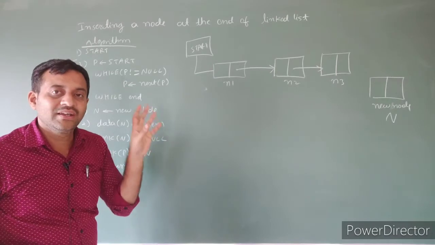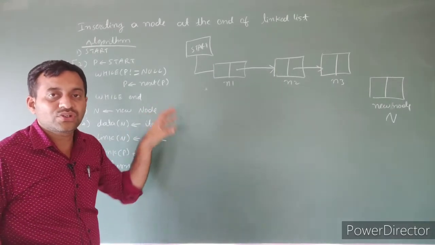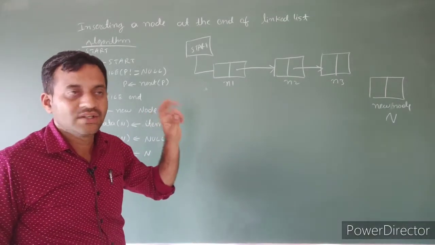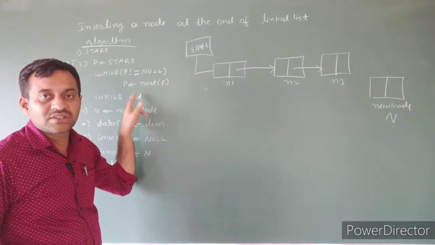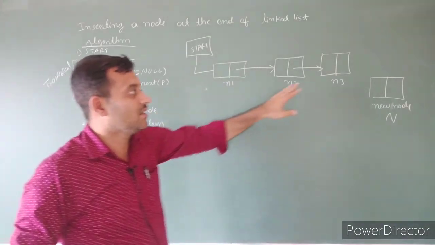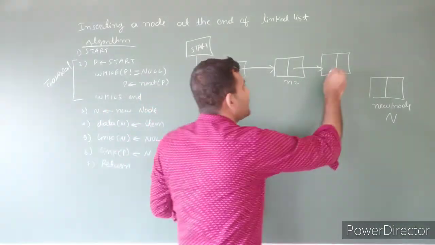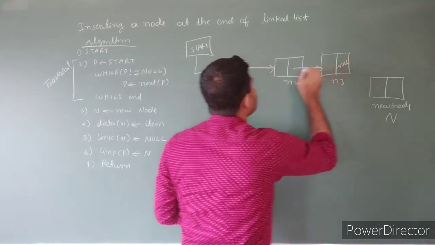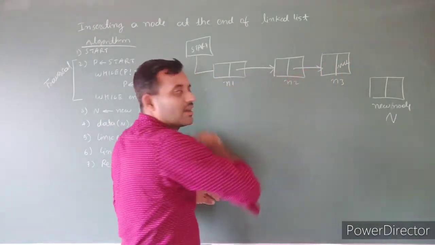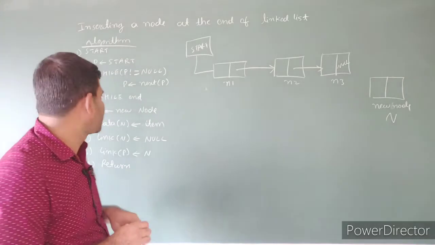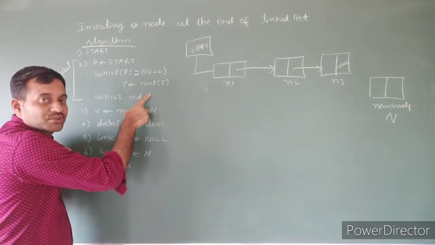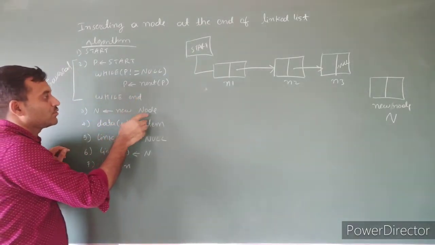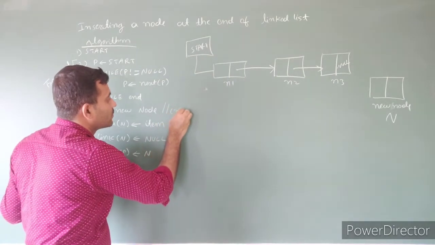What is P here? It is a temporary node. It is used to traverse the linked list. If this condition is false, it means the P node reaches the last node. Basically, here it is null, and these are the nodes. When P reaches the last node, then we create a new node.